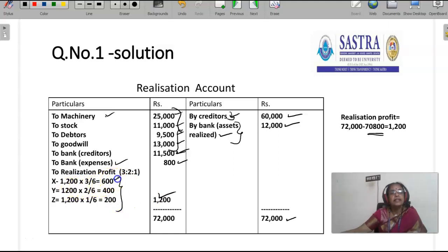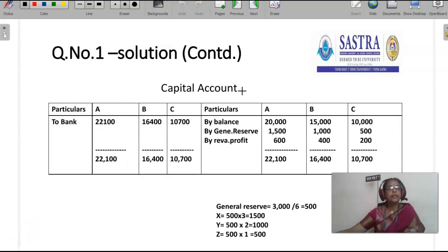1,200 into 3 by 6 is 600. 1,200 into 2 by 6 is 400. 1,200 into 1 by 6 is 200. So, this is the style to prepare realization account. Next step, we have to prepare capital account.